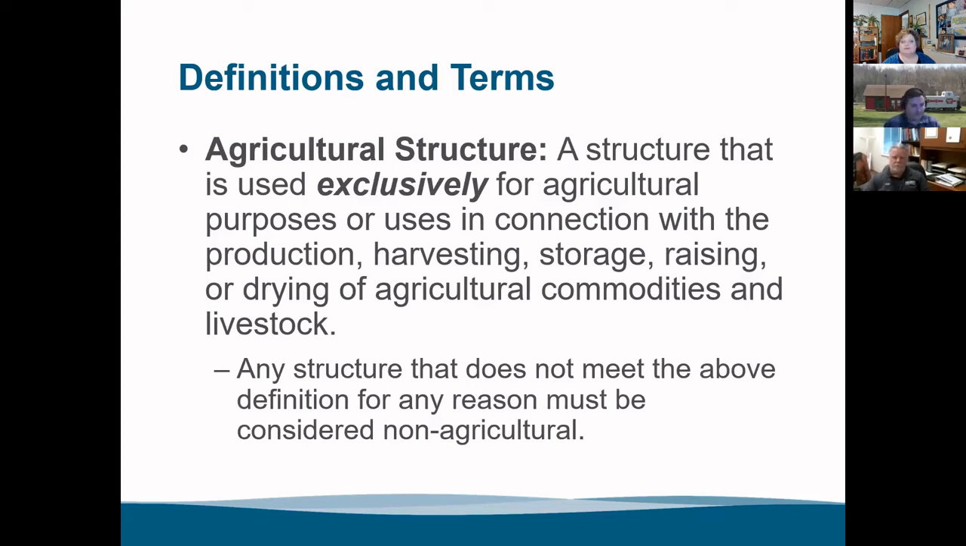So here we define agricultural structure. There's a lot more to this definition than what is shown on this slide. Like I said, we'll get into the technicalities of that later on, but I wanted to introduce the definition at its most basic level. FEMA defines an agricultural structure as a structure that is used exclusively, key term exclusively, for agricultural purposes or uses in connection with the production, harvesting, storage, raising, or drying of agricultural commodities and livestock. So any structure that does not meet that above definition for any reason must be considered non-agricultural. We'll get more in depth in this definition later on. There are a number of other parameters and additional things to consider. But if it does not exclusively pertain to agricultural purposes, it has to be considered a non-residential structure.